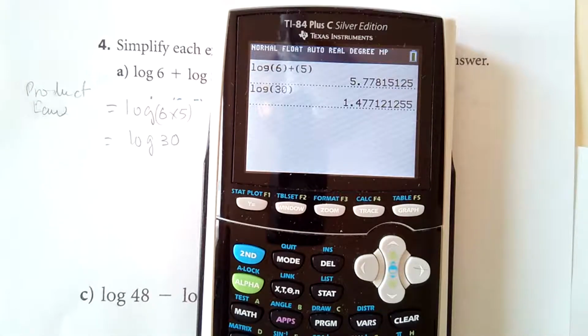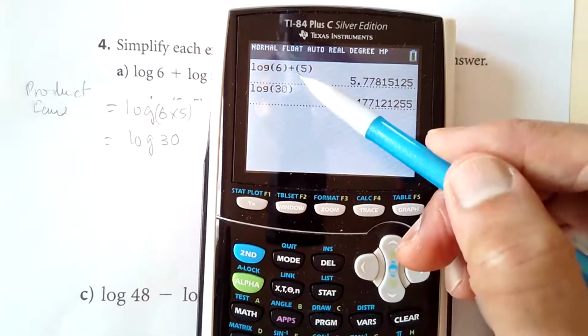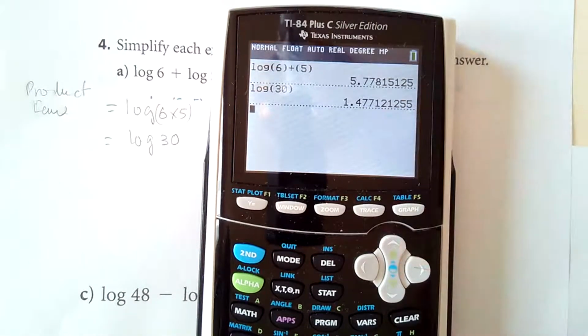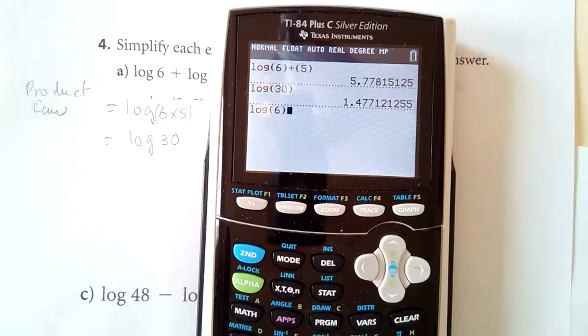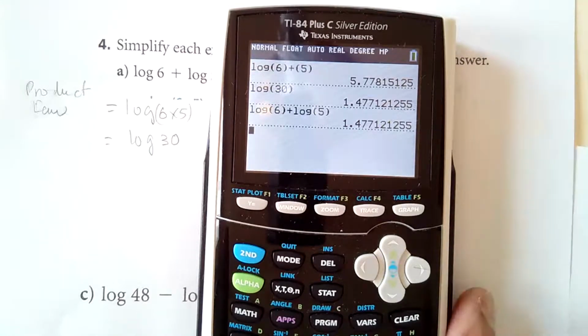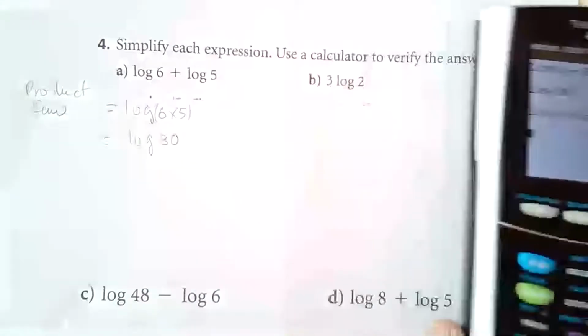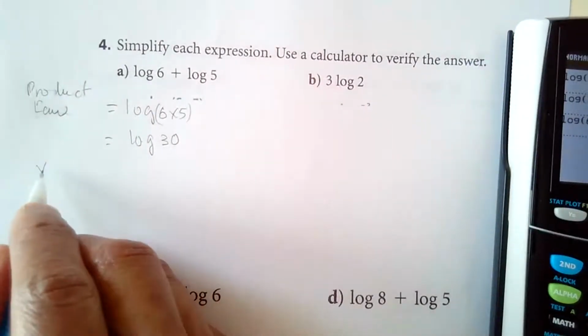Oh, no, 6 and 5, what did I do? Oh, I was incorrect here. I have added here. I didn't include my log. So let's try that again. Log 6 plus log 5. And there it is. I'm on the right track. So that is correct.